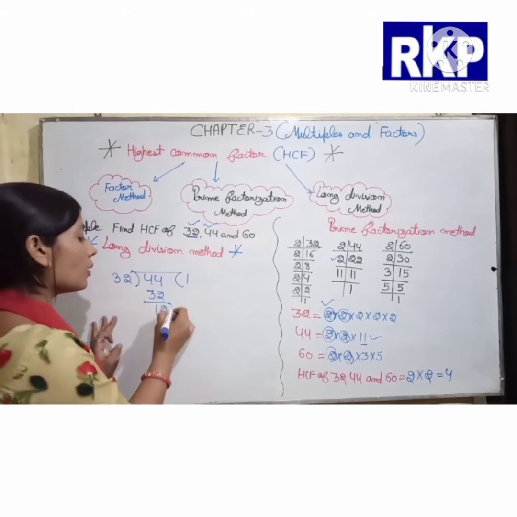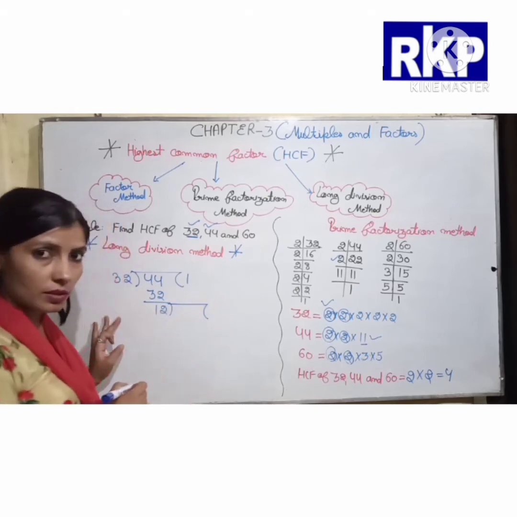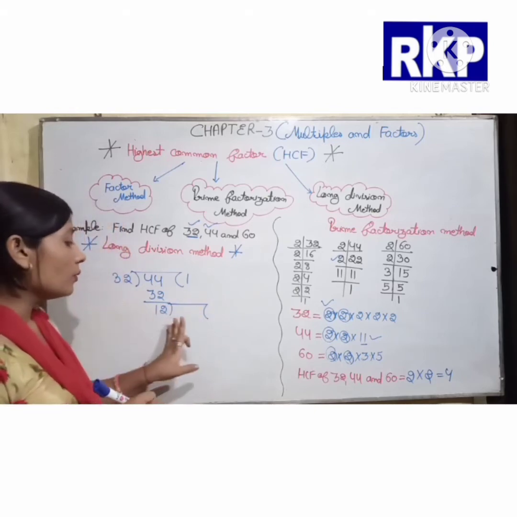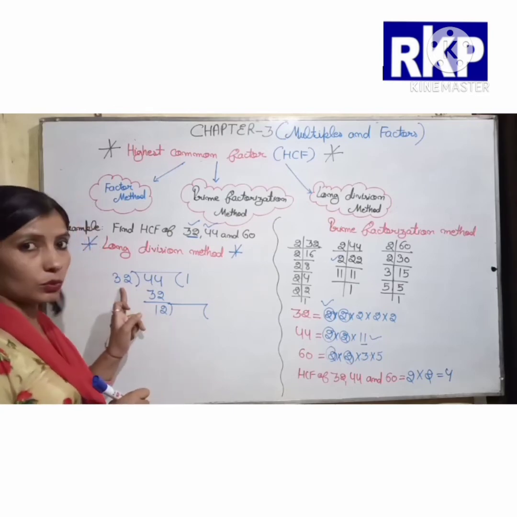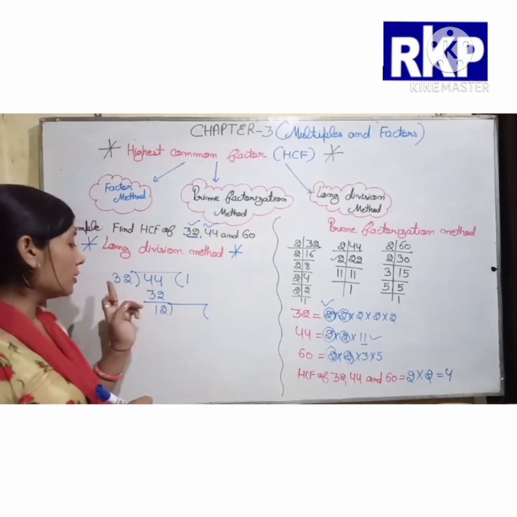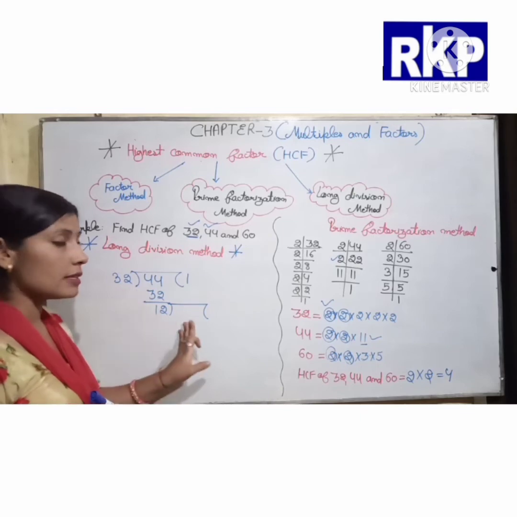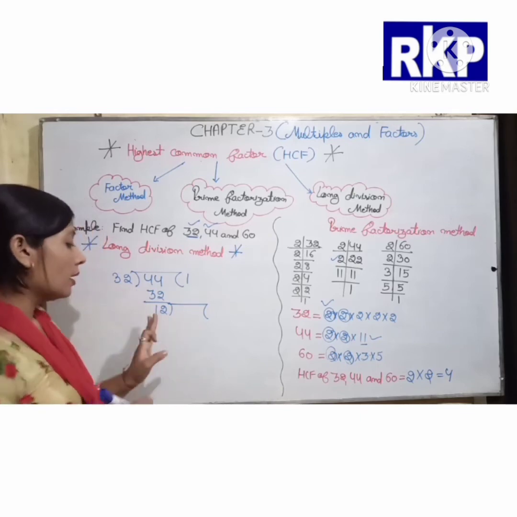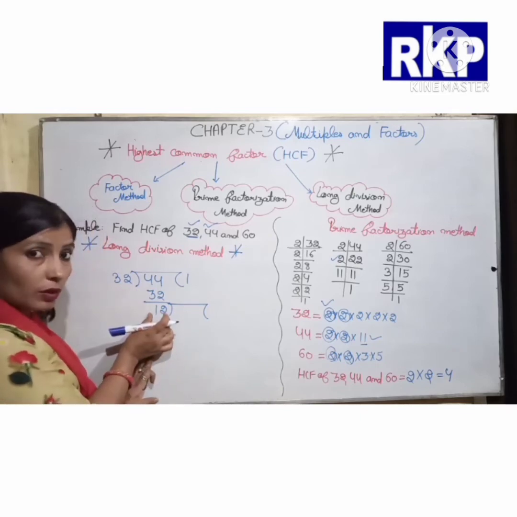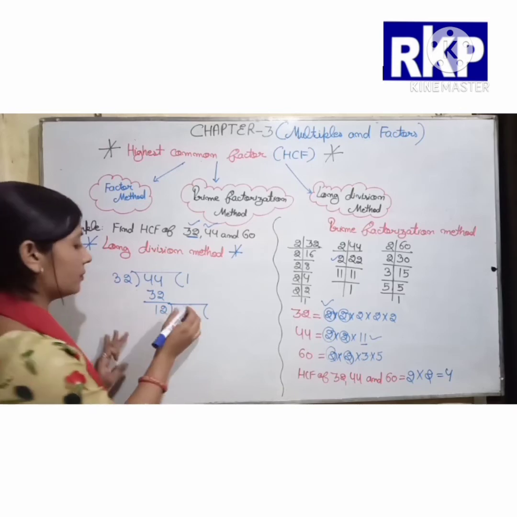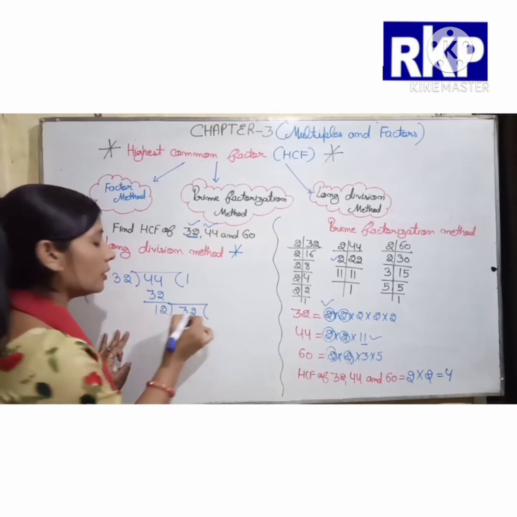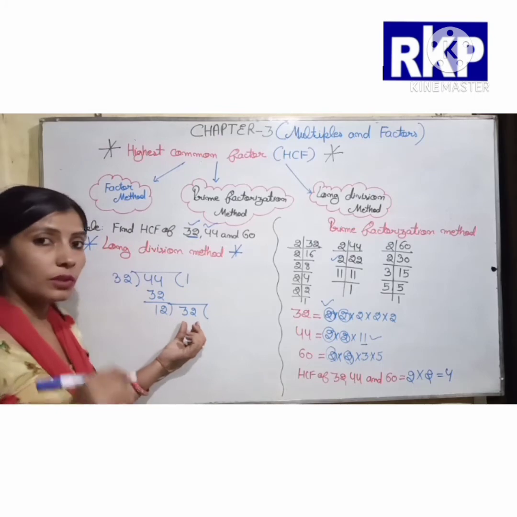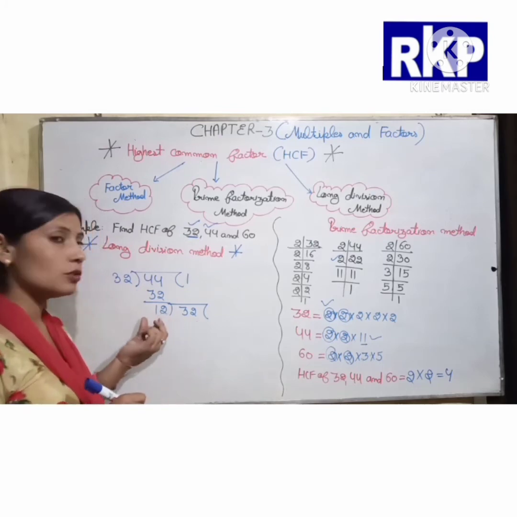Now again we have to make the sign of division. Okay, but now we have to write this 32 here. Okay, this 32 we have to write as a dividend. Okay, and this remainder will become our divisor. So here we have to write 32. Now we have to divide 32 with 12.